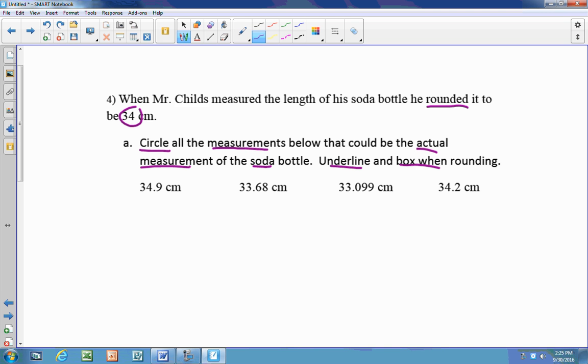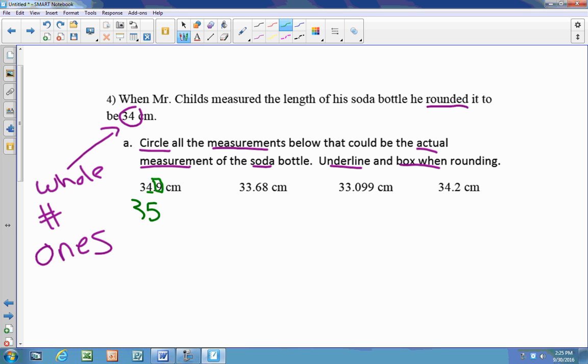So we have to see if we can make this 34, and since 34 is a whole number, we know we're rounding to the nearest whole number. And the nearest whole number means that we're rounding to the ones place. So we're going to go through here. We're going to underline and box. And then the 9 tells me to bump the 4 up 1, up to a 5. Keep everything to the left, drop off everything to the right.